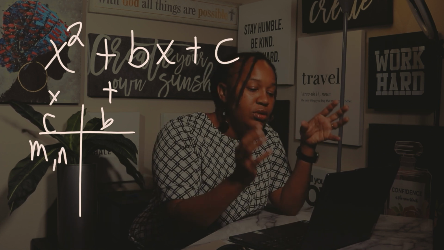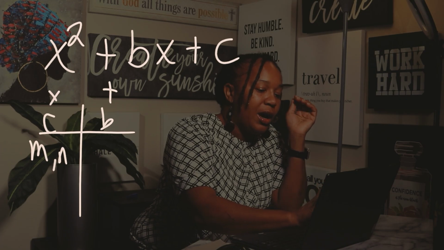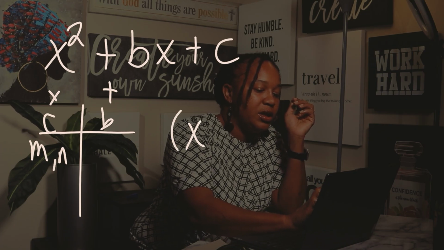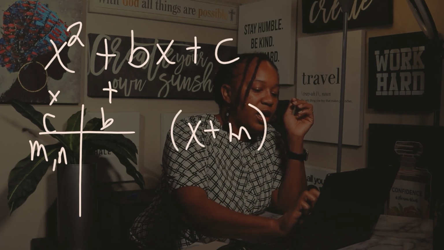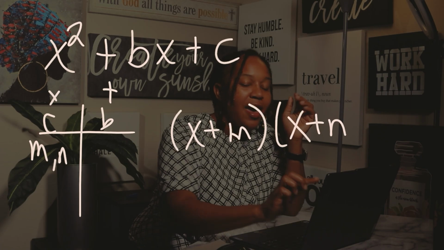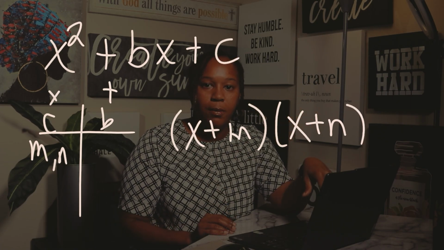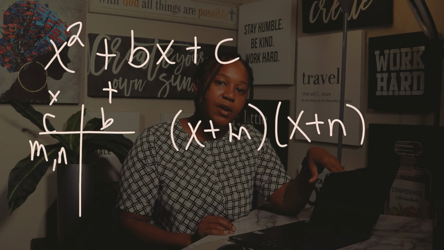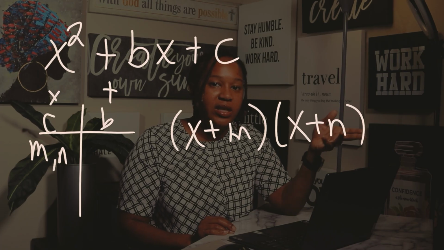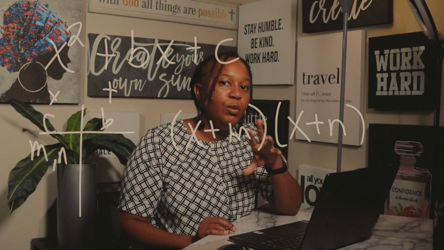Once you have those two numbers, then your trinomial will factor into x plus m, x plus n. And that sign will change based on the sign of those two numbers. So if m is a negative number, it'll be x minus m, and vice versa, okay? So that's what we want to do. We want to find factors of c that add up to b. Let's do some examples.